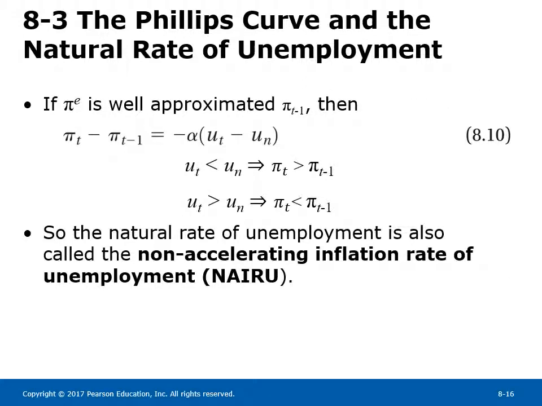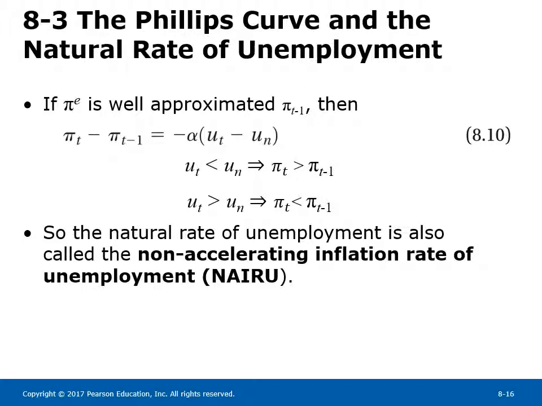Equation 8.10 shows that if the expected inflation rate pi e is well approximated by pi t minus 1, then the relation between unemployment and inflation in the United States today is well captured by a relation between the change in the inflation rate and the deviation of the unemployment rate from the natural rate of unemployment. When the unemployment rate is below the natural rate of unemployment, the inflation rate typically increases.